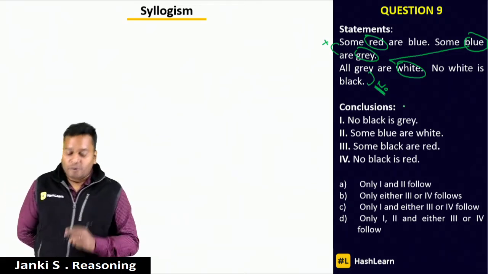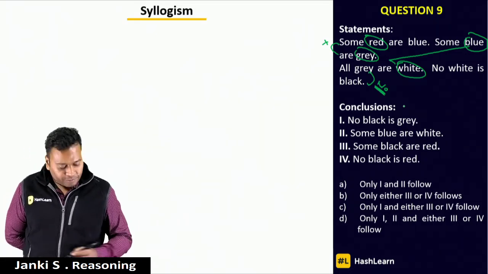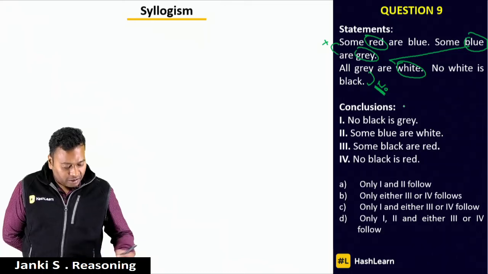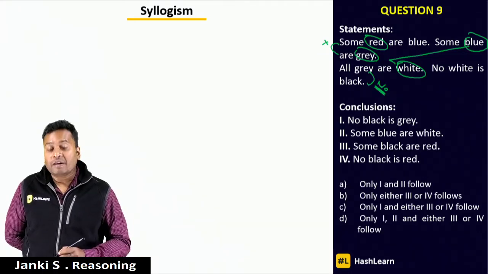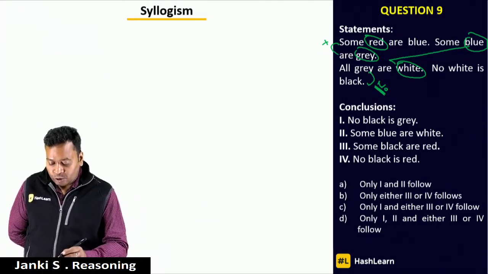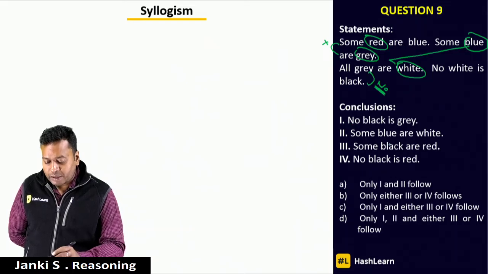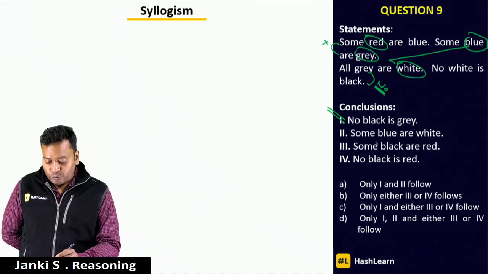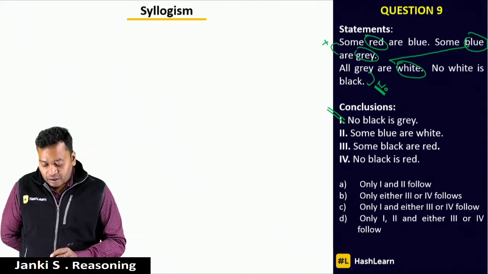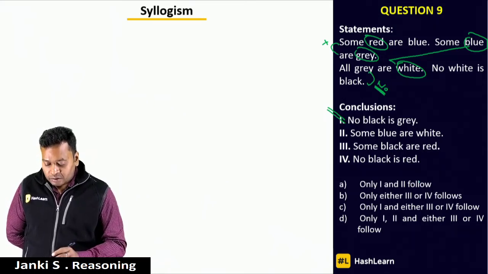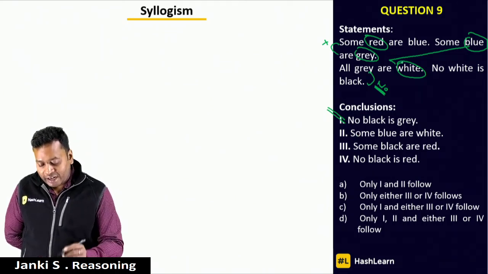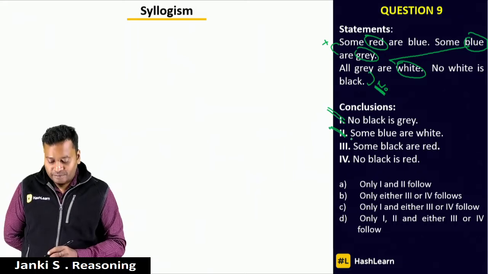सो ये सारी चीजें हम लोगों ने इनसे आइडेंटिफाई कर लिया. अब हमें क्या क्या देखना है, इंपॉर्टेंट पार्ट जो हम लोगों ने पहले सीखा था. ऑप्शंस देखेंगे. नो ब्लैक इज ग्रे, राइट? सो लेट्स चेक. फर्स्ट वन फॉलोज नो ब्लैक इज ग्रे, राइट? सो ये फॉलो कर रहा है. सम ब्लूज आर वाइट एंड सम ब्लूज आर वाइट भी फॉलो कर रहा है अकॉर्डिंग टू दिस, राइट?